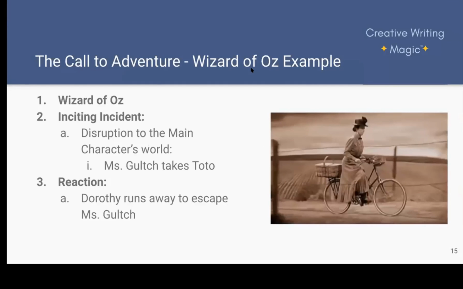And of course, we've got the Wizard of Oz example where the inciting incident, which disrupts Dorothy's world, is that Miss Gulch takes Toto away from Dorothy. And that causes Dorothy to panic, and she ends up running away to escape the entire situation.